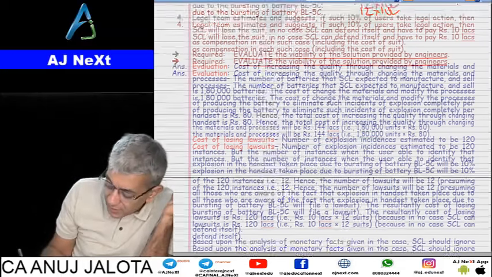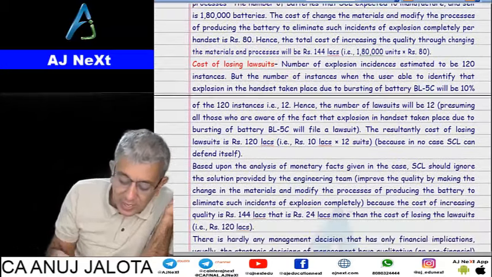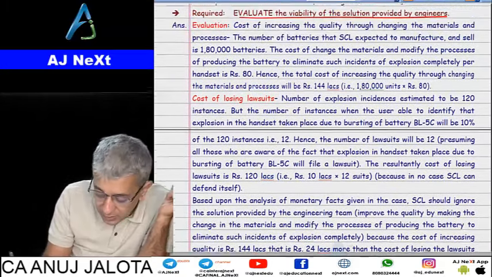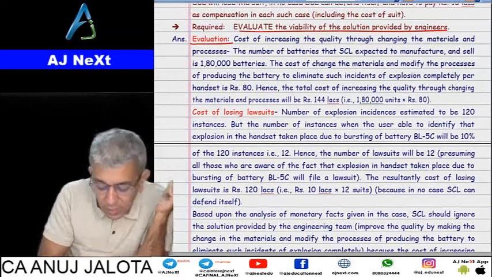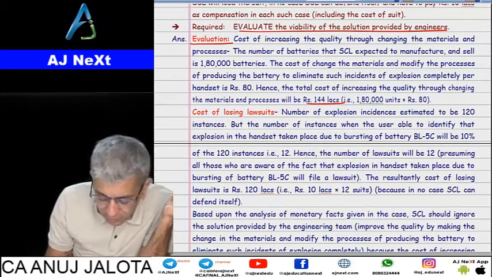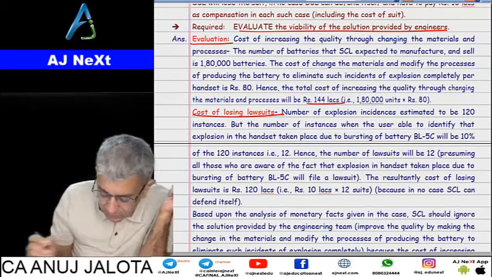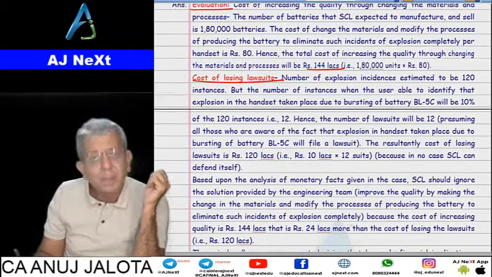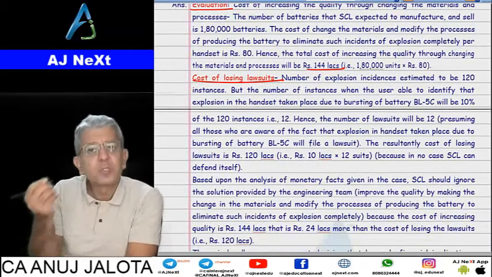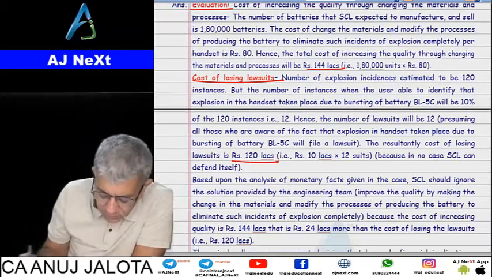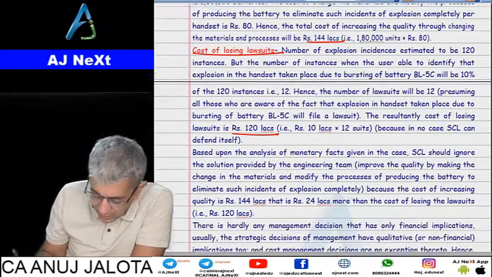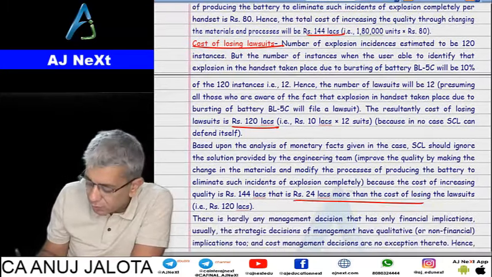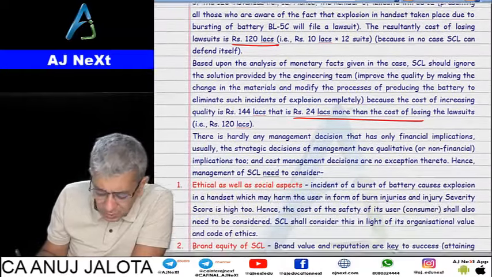But then, see these two things. So the evaluation: it will cost us 144 lakhs to rectify. If we don't, meaning if the batteries are defective and those guys file a case on us, that will cost us 120 lakhs. So therefore, in short, there will be an extra cost of 24 lakh rupees. So all these things you all can write.